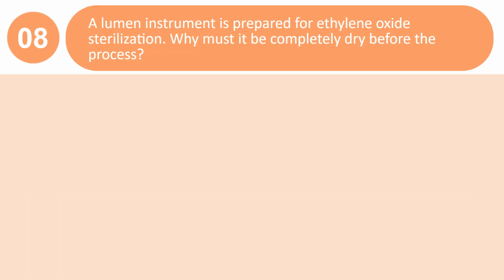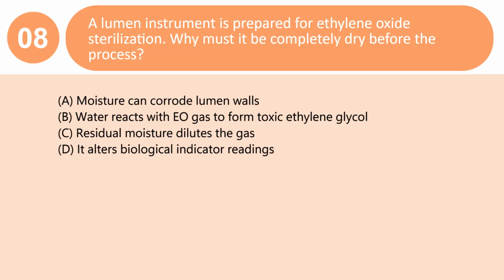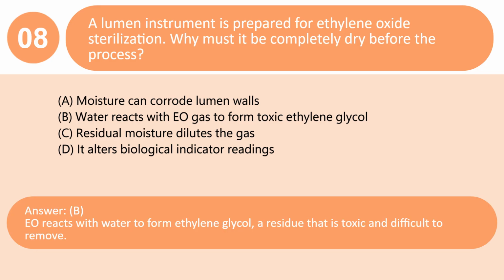A lumen instrument is prepared for ethylene oxide sterilization. Why must it be completely dry before the process? A. Moisture can corrode lumen walls. B. Water reacts with EO gas to form toxic ethylene glycol. C. Residual moisture dilutes the gas. D. It alters biological indicator readings. Answer: B. EO reacts with water to form ethylene glycol, a residue that is toxic and difficult to remove.